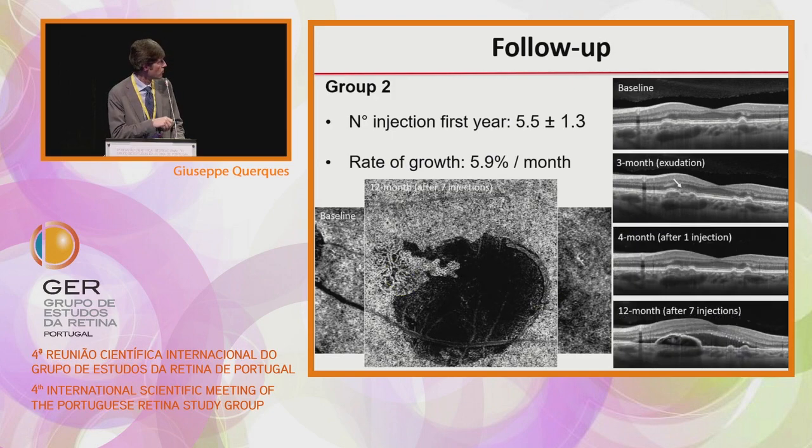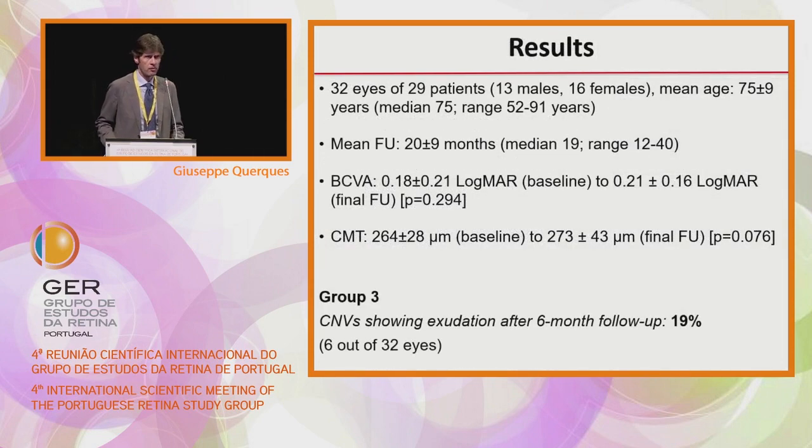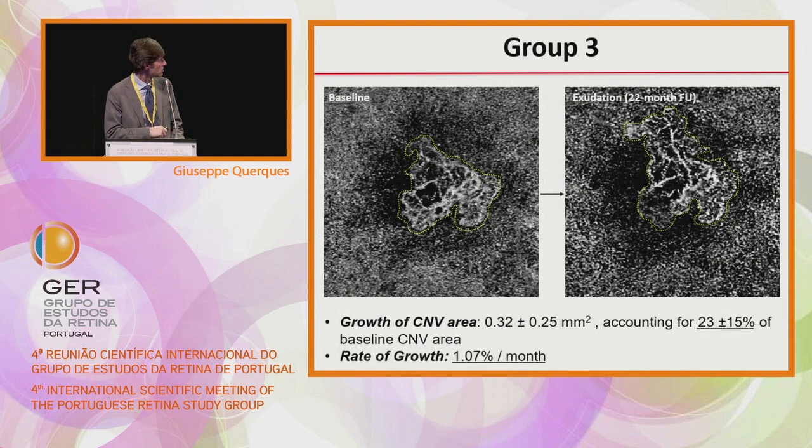And here is the way this neovascularization is growing and showing a continuous exudation. Okay? Then we have group 3. Group 3 probably is in between, because, as you can see here, the neovascularization is not much growing over time. The rate of growth is more or less twofold that of typical quiescent.